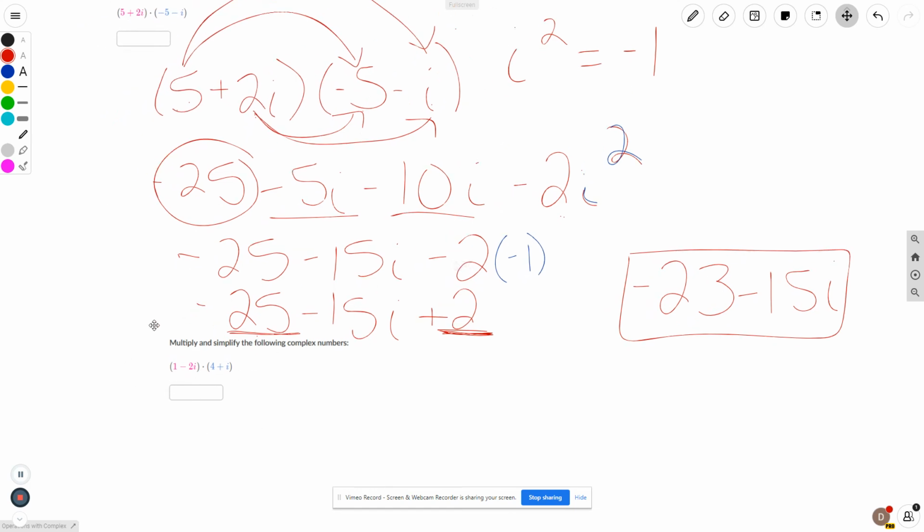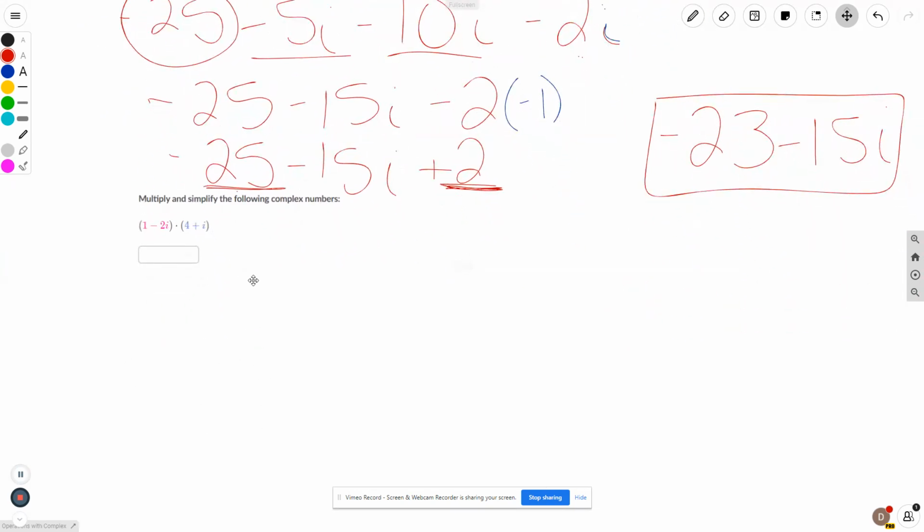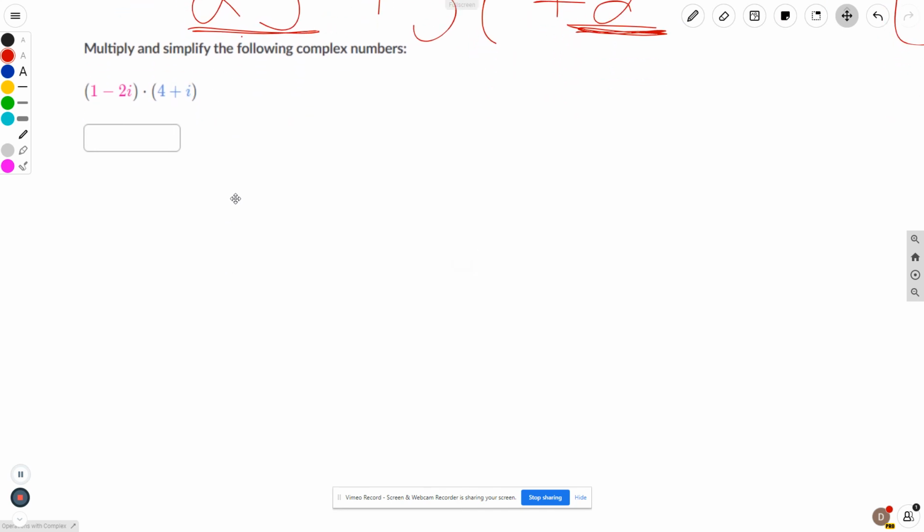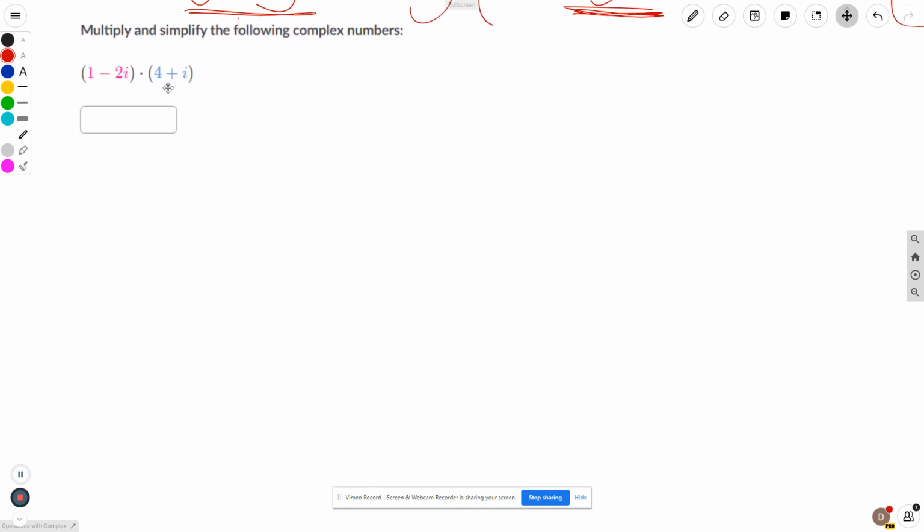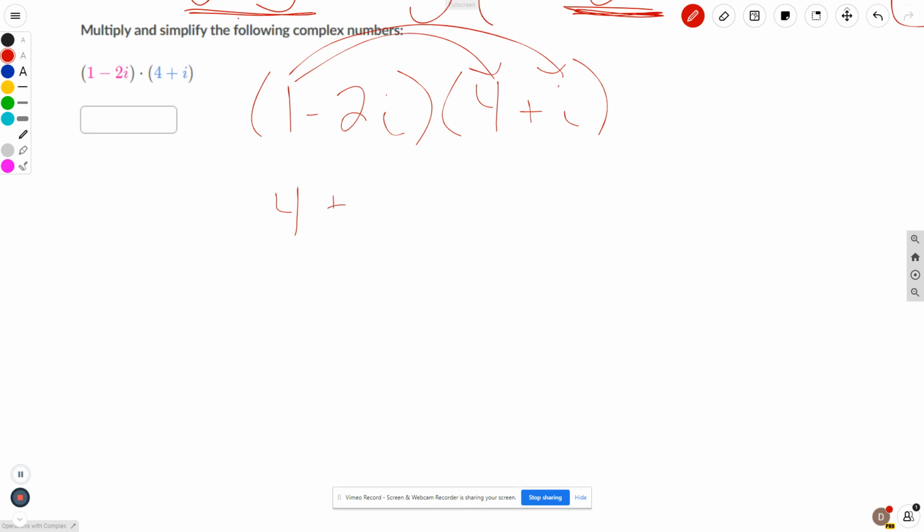So let's do another example. We'll do it by hand, and then we'll do it on Wolfram Alpha. All right, so we have the quantity 1 minus 2i times the quantity 4 plus i. Once again, we need to make sure that everybody gets a friendship bracelet, everybody gets cupcakes. So 1 times 4 is 4. 1 times i is i, so plus i. Negative 2i times 4 is negative 8i. Negative 2i times i is negative 2i squared.